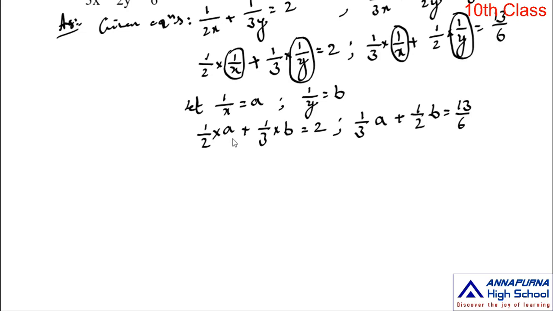In case you have any confusion, simply simplify the two equations. 1 by 2 into a means a by 2 plus 1 by 3 into b means b by 3 is equal to 2. 1 by 3 into a means a by 3 plus 1 by 2 into b means b by 2 is equal to 13 by 6.